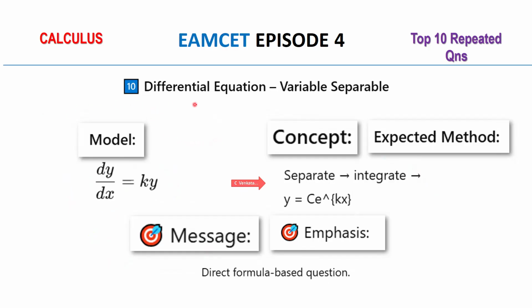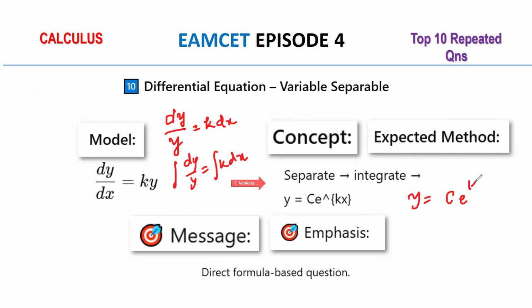Last one, the differential equation, the 10th one, variable separable type. It says dy by dx is equal to ky, and you will be asked to find the solution, and then we need to separate the variables carefully. So this is dy by y is equal to k into dx. Because k is constant, I leave it like this, and then we take the integral: integral of dy by y is equal to integral of k dx. But after integrating, don't forget to keep the constant. That is the reason the answer here is given as y is equal to c into e power kx. Where did the c come from? c is the integral constant. So separate, integrate, and give the result. This is a direct formula based question.